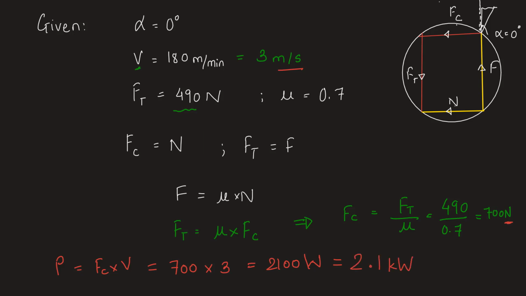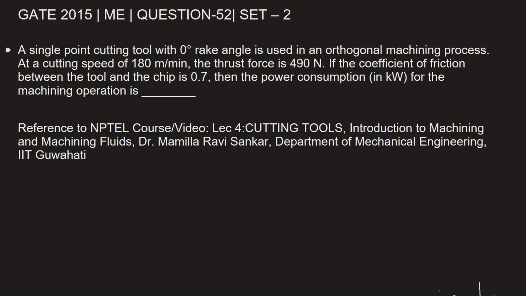Let's go back and fill in the answer. So the power consumption for the machining operation with the given configuration for the cutting tool is 2.1 kilowatt.